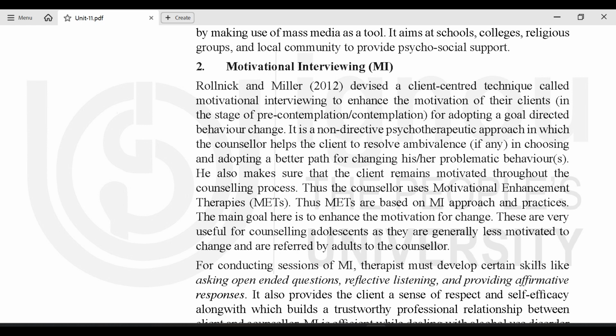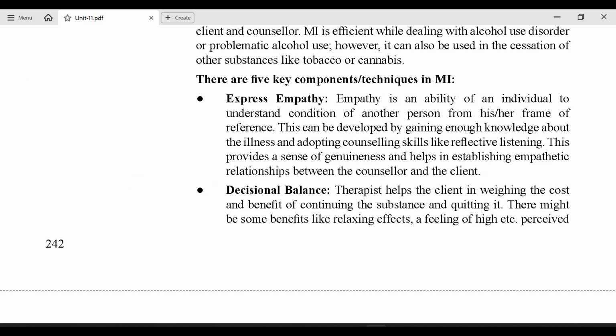Thus the counselor uses motivational enhancement therapies, METs. Thus METs are based on the MI approach and practices. The main goal here is to enhance the motivation for change. These are very useful for counseling adolescents as they are generally less motivated to change and are referred by adults to the counselor. For conducting sessions of MI, the therapist must develop certain skills like asking open-ended questions, reflective listening, and providing affirmative responses. It also provides the client a sense of respect and self-efficacy, which builds a trustworthy professional relationship between client and counselor.